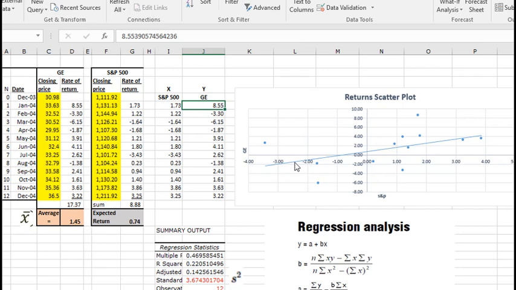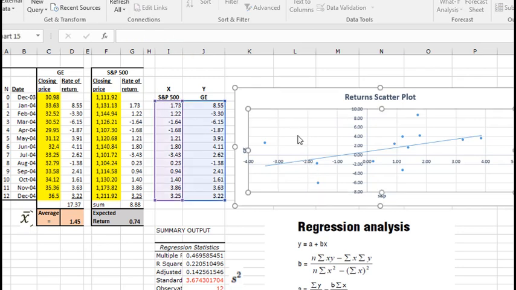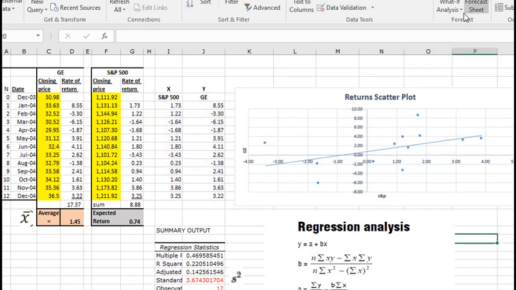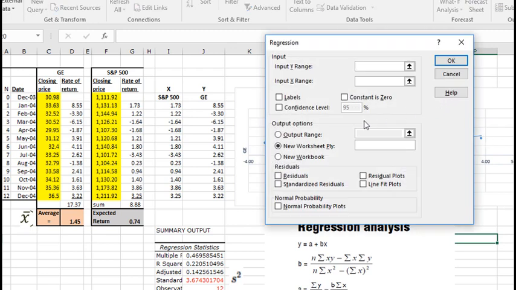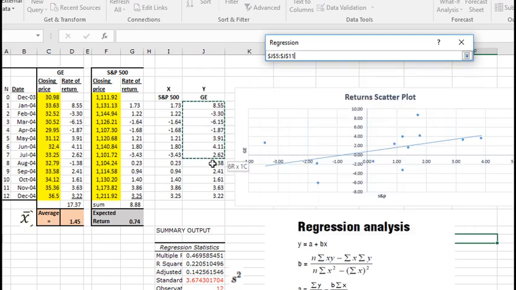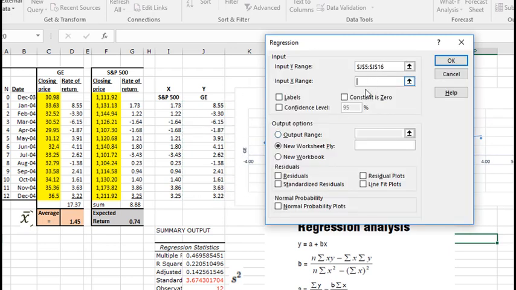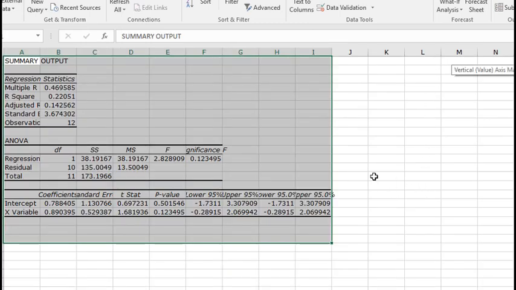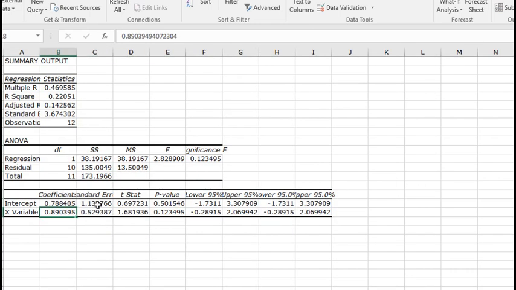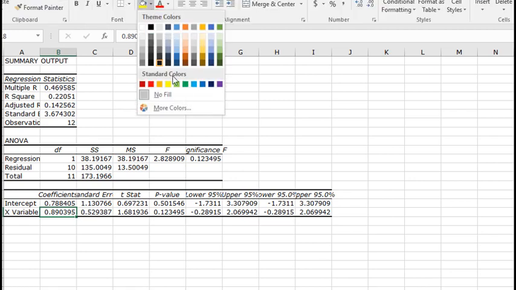And also I could do a quick scatter plot here on the right-hand side using that data, because that's what we're gonna run the regression on. So I have my data analysis. I'm just gonna click on data analysis in Excel functionality. I'm gonna click on regression. For my Y range, I'm gonna choose the GE. And for my X range, I'm gonna choose the S&P 500. And I'm just gonna click OK. And there we go.